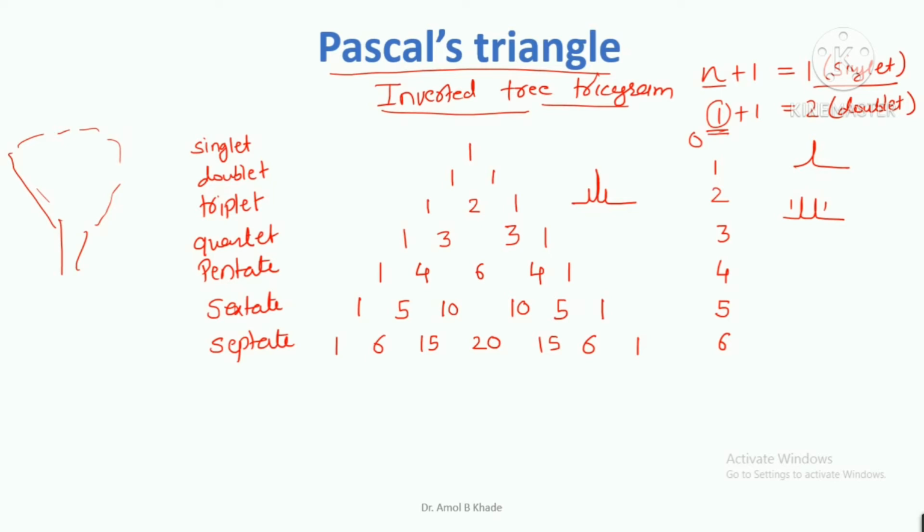If it is a quartet, it will be like this. So this is a quartet. We can go on drawing these kinds of lines with this particular intensity. This is how we can remember, or draw, the Pascal triangle, and this helps to identify the intensities of these particular signals.